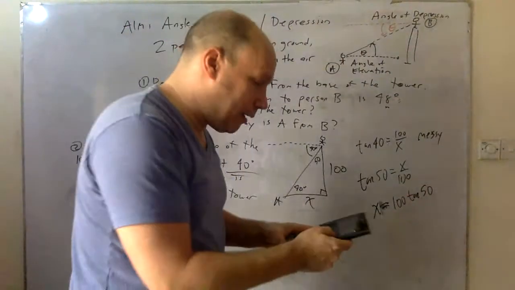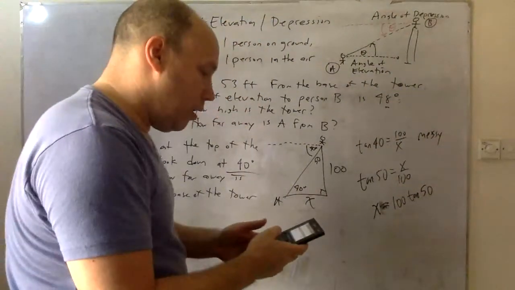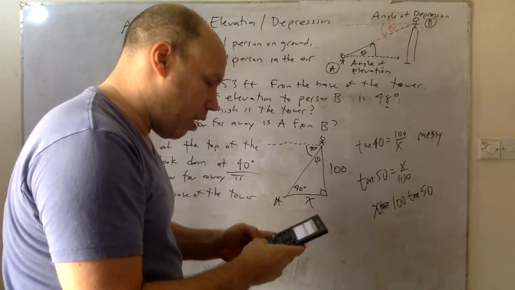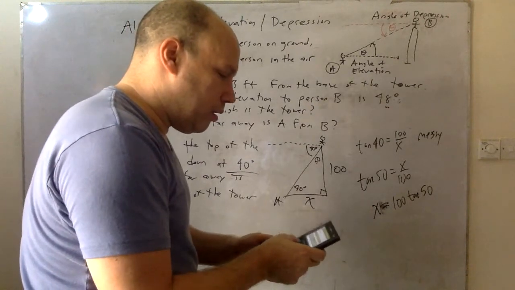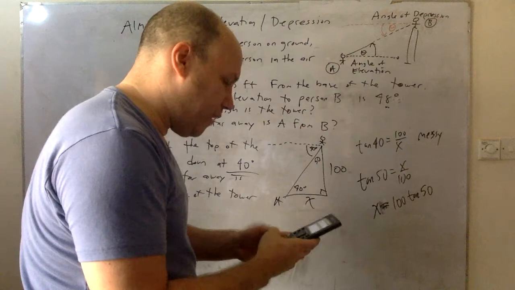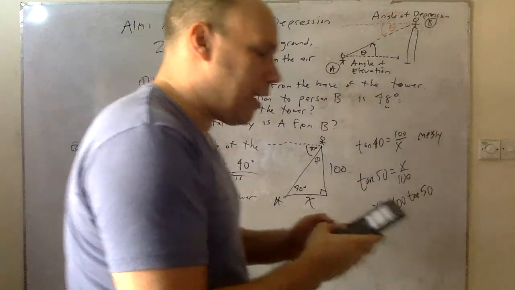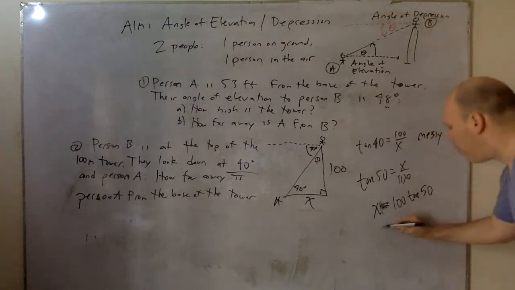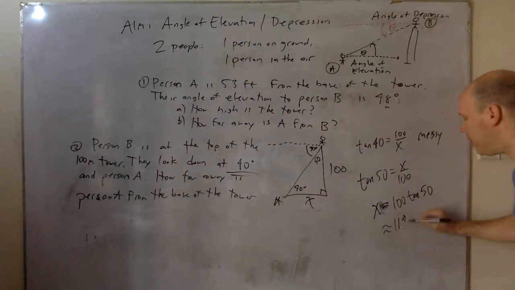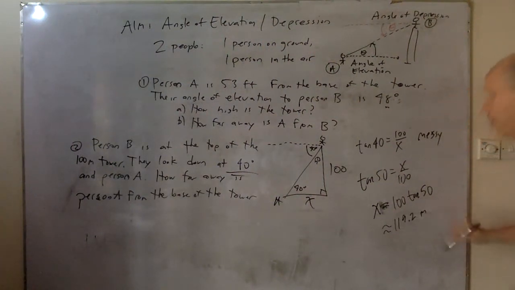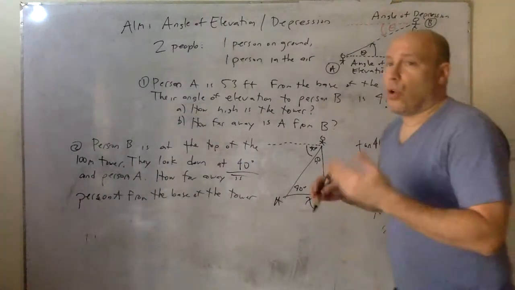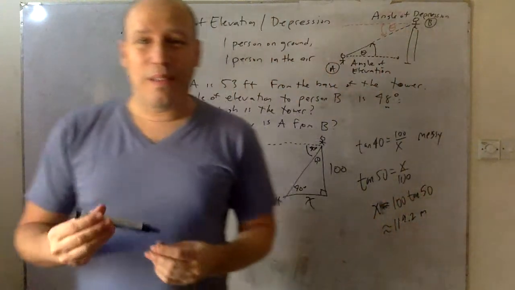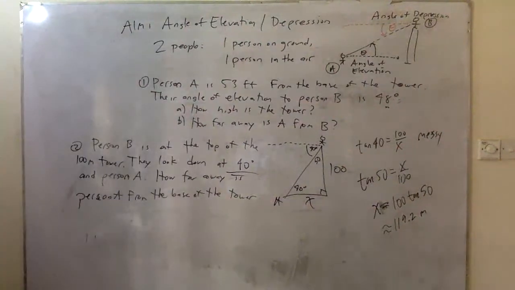Let's go to the calculator. Let's turn it on. We have 100 times the tangent of 50, enter: 119.2. Approximately 119.2 meters. And that's basically it. So work on the problems in the book, and then we're done with the unit.